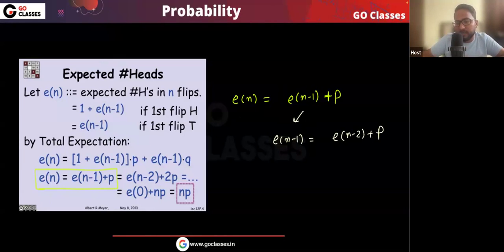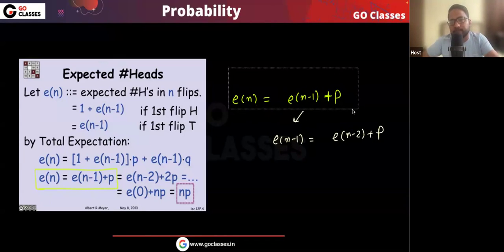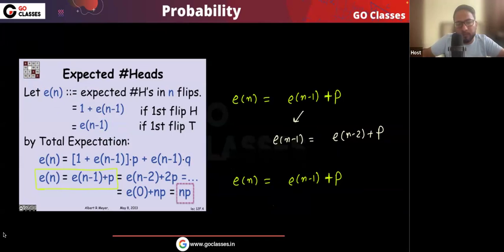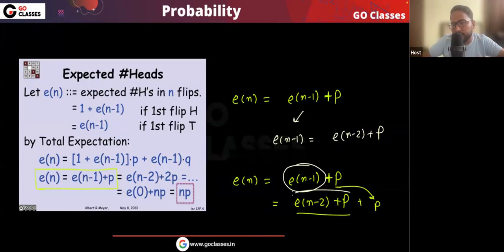So basically, this E(n) that you have is nothing but E(n-1) plus P. So if we put the value of E(n-1), then it will be E(n-2) plus P, and then plus P, this plus P is already there, right? Plus P. So basically, you can say that you're just replacing E(n-1) with this. So it will be E(n-2) plus 2P.